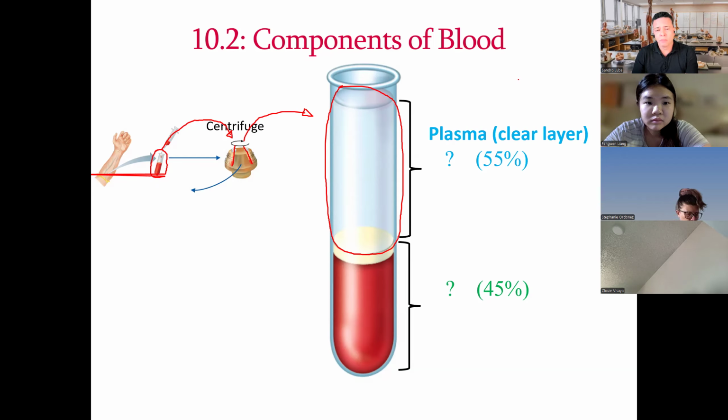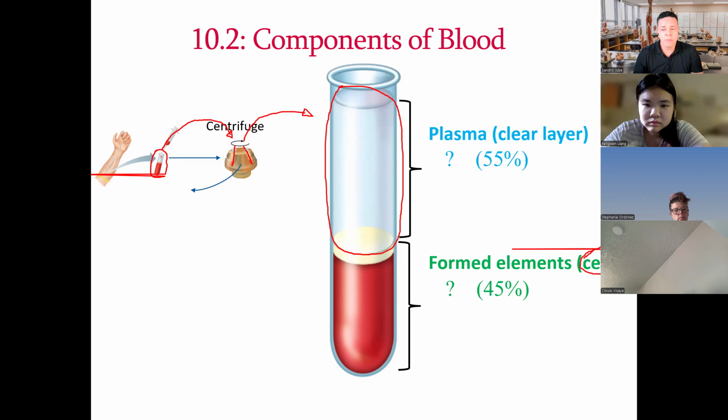Then at the bottom, below the clear section, you're going to find what we call the formed elements, which is about 45%. Formed elements is just a fancy name for the cells within our blood. All the cells, because they are heavier, are going to accumulate at the bottom of the flask. Now, right below the clear layer, the plasma, we're going to find this cream-colored layer right here.